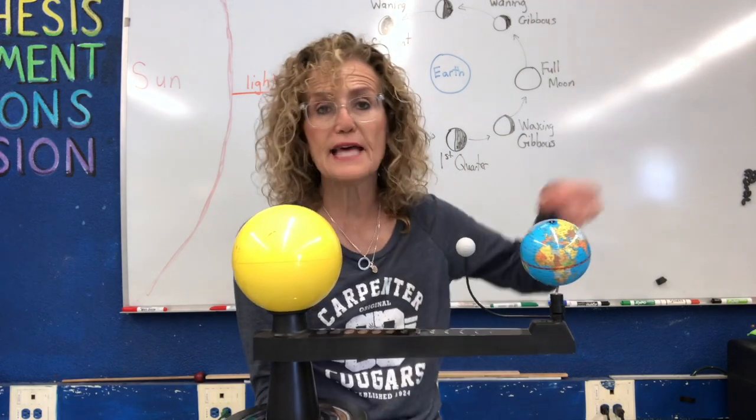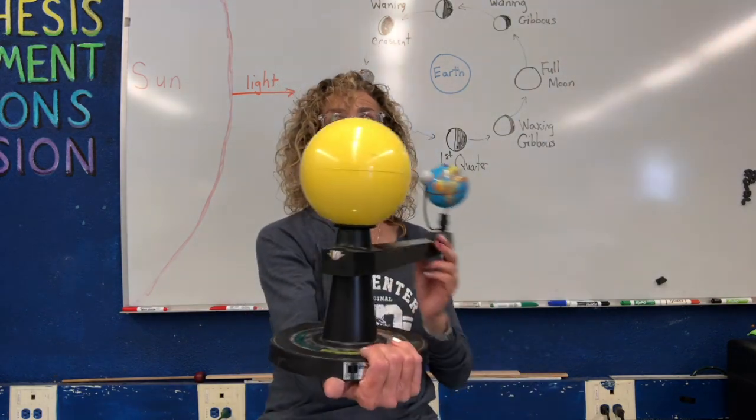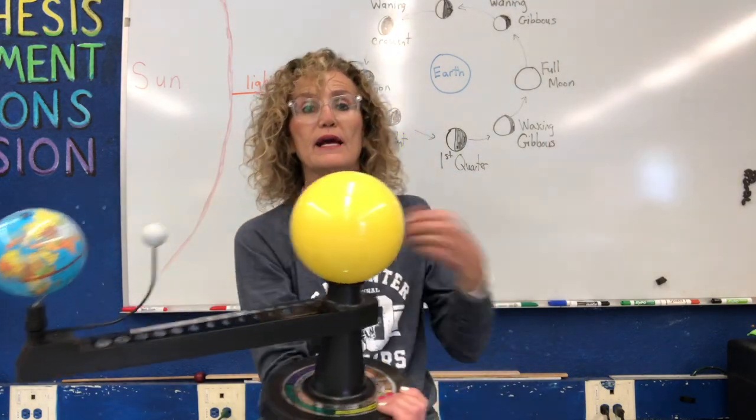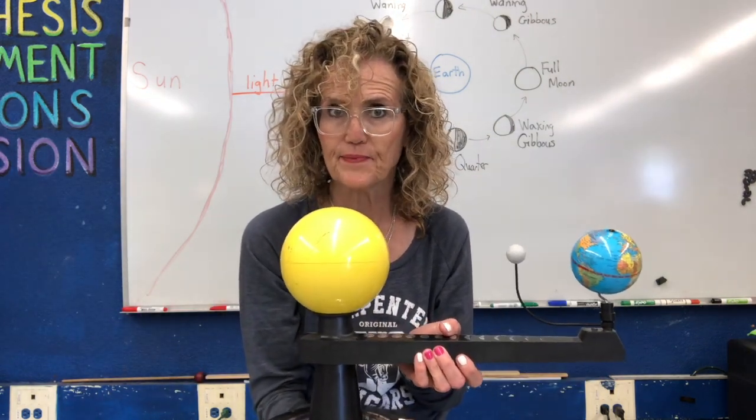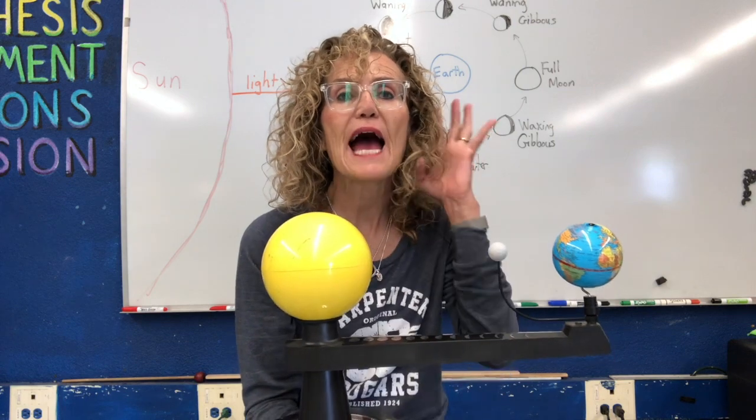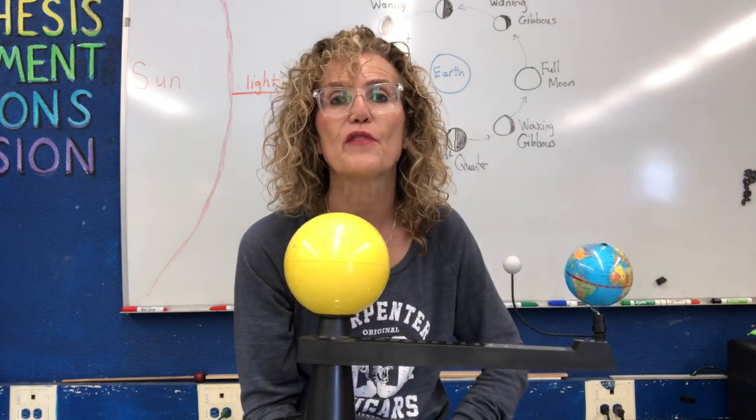So all of that is happening while the Earth is orbiting the sun. It's quite an amazing dance. Now let's take a look at actually how you can see the light changing on the moon.